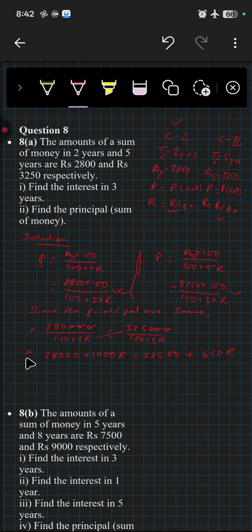Now all the alphabets on the left side and numbers on the right side. So this is alphabet 1, 1400R, this is also alphabet 1, minus 650R, that is equal to 32,500 minus 28,000. If you subtract, how much will come? 4,500. Similarly over here, from 1400, if you subtract 650, it will come to 750.